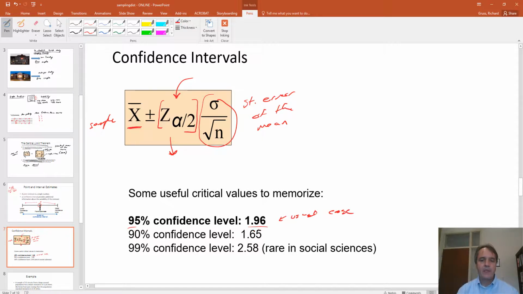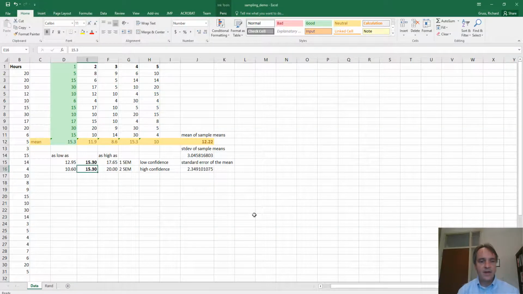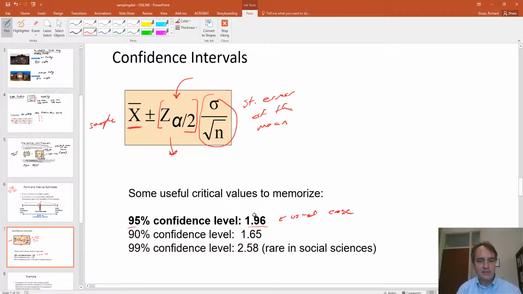We multiply it by 1.96. Now notice that's not quite what we did here. Here we were multiplying 2 times the standard error. So we don't need to multiply by 2 to be 95% sure. If we multiply by 1.96, we can be 95% sure.